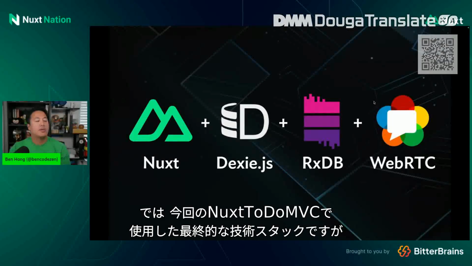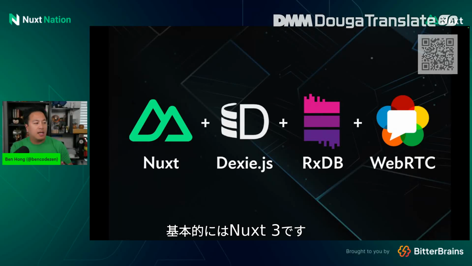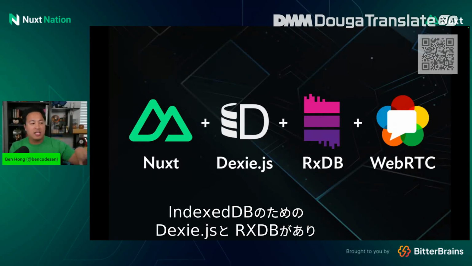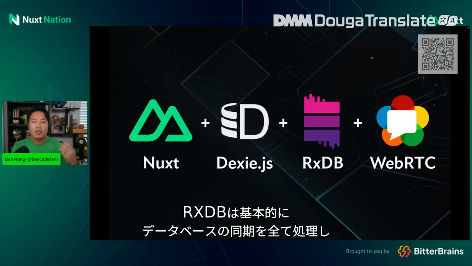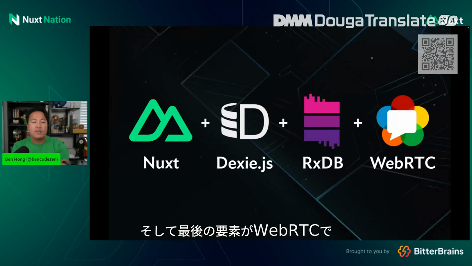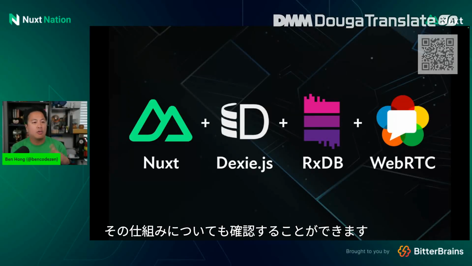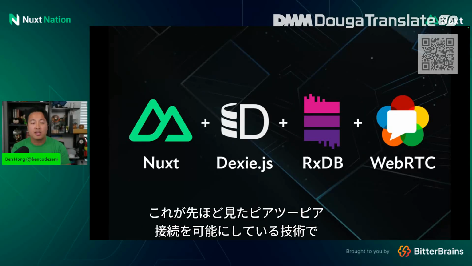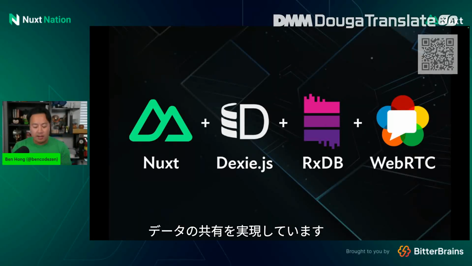All right, so the final tech stack for what you saw here with the Nuxt todo MVC is essentially Nuxt 3. We have Dexie.js once again for IndexedDB, RxDB, which is essentially doing all the syncing regarding the database, making sure everything's talking to each other. And then the final piece of it is the WebRTC, which you can take a look at as far as how that works. And that's what allows what we saw regarding the peer-to-peer connection for data and sharing that.